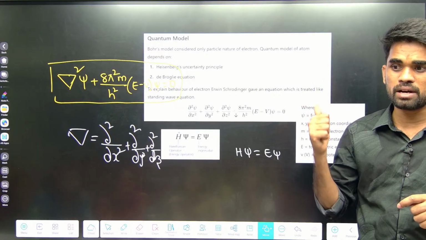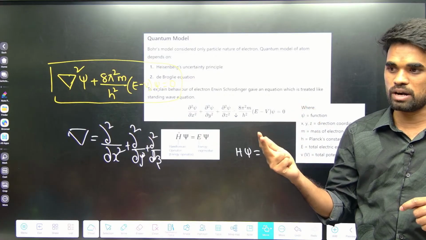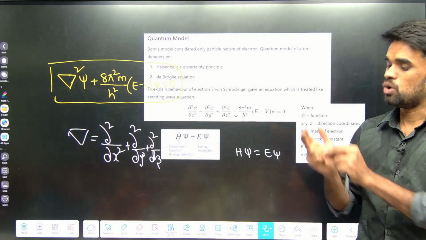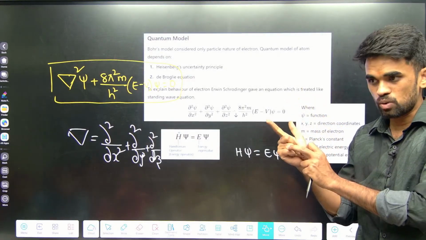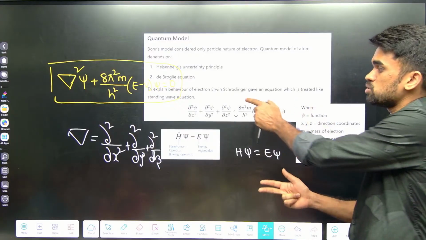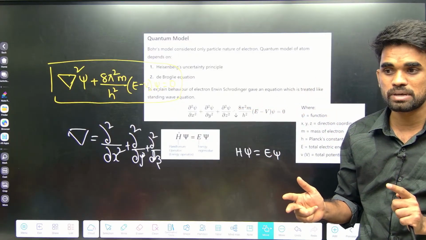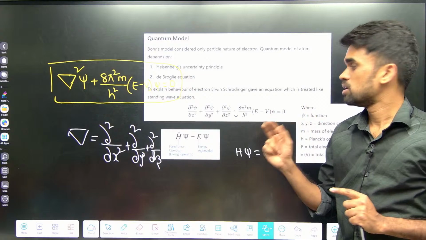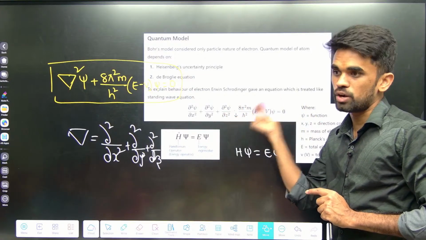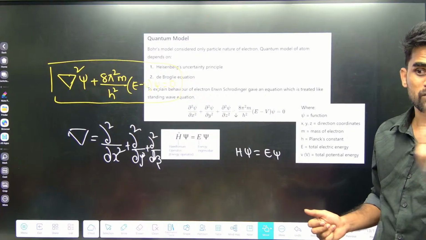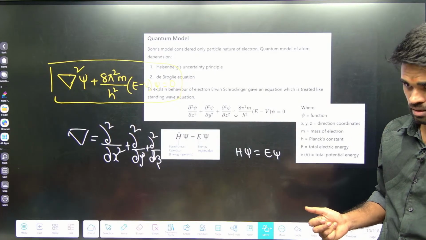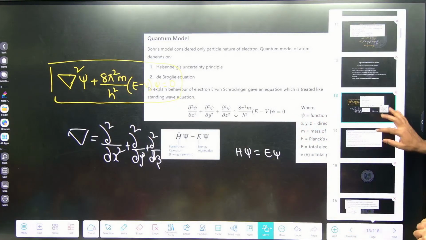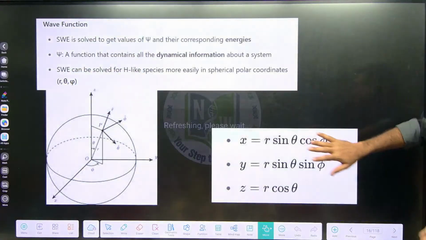Like spin quantum number, angular quantum number, magnetic quantum number. Out of these, only the principal quantum number, angular quantum number, and magnetic quantum number come from the Schrodinger equation. Those three come from the Schrodinger equation, but the last one, the spin quantum number, is added from outside. The first three come from this Schrodinger equation. Exactly how they come, solving all those things, is not required.